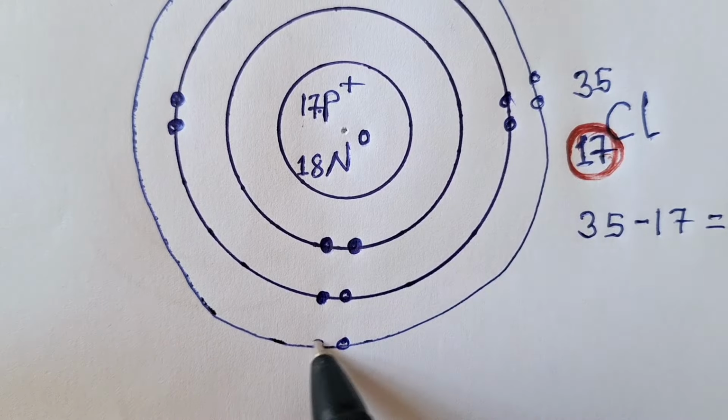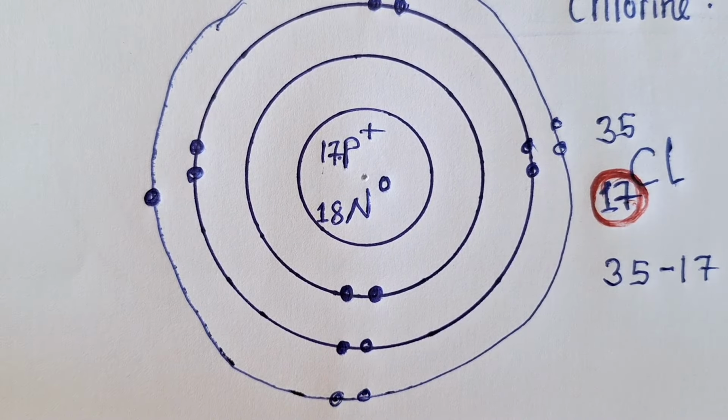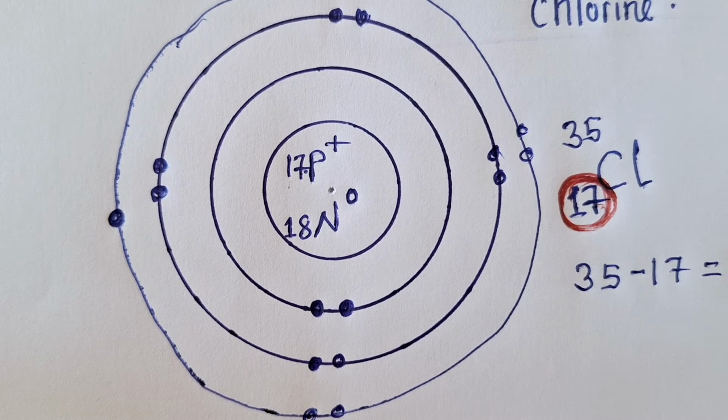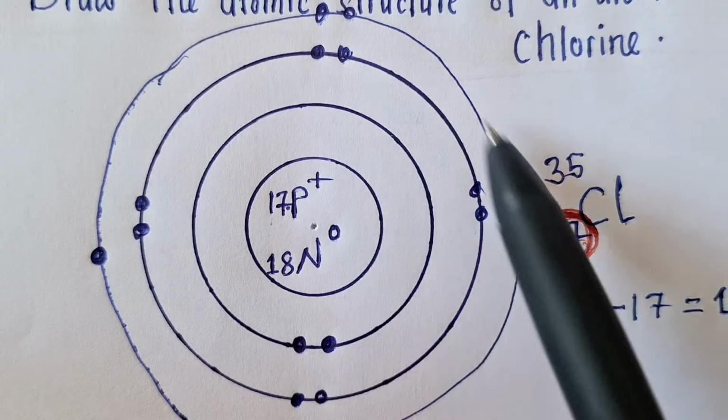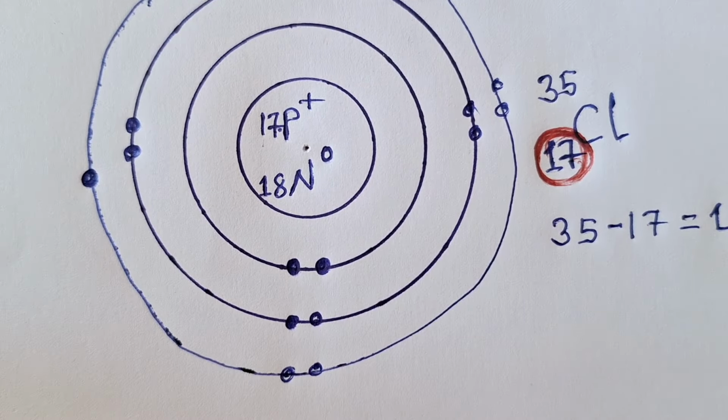This shell can hold up to 18, using that formula. But chlorine has got 7 electrons in the most outer shell. So there are 7 of them. You can see there are 7 right here. So this is how you write the atomic structure of chlorine.